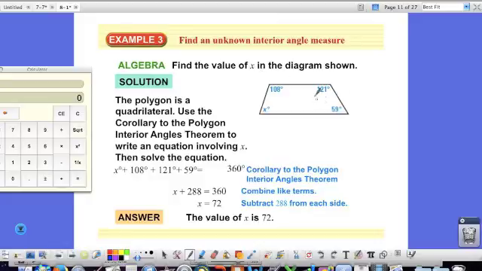The polygon is a quadrilateral. We already had a corollary that told us that these are all going to add up to 360. So 108 plus 121 plus 59 is 288. 360 minus 288 is 72.